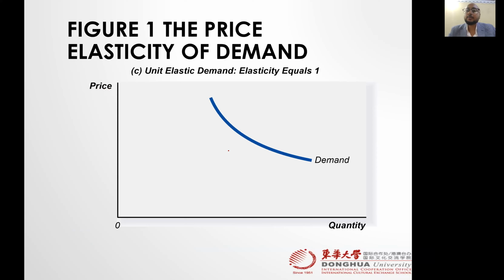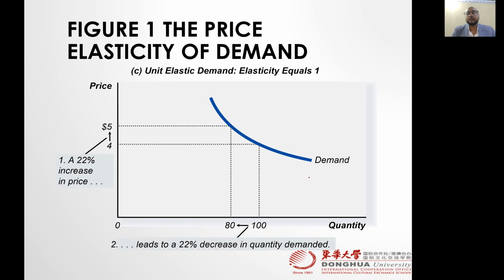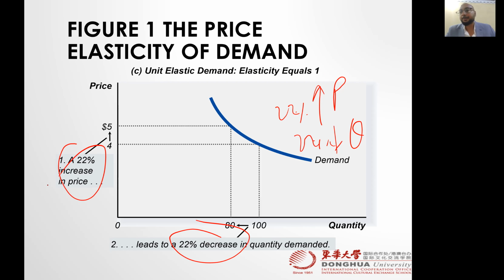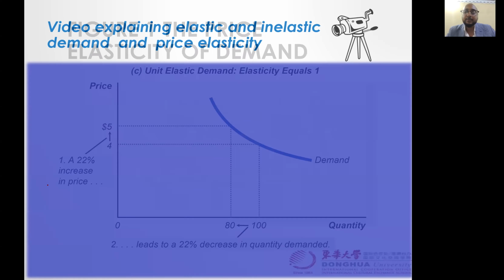The unit means perfectly like a straight line. So if you see here, a 22% increase in price causes a 22% decrease in quantity. Exactly the same. This rarely happens. It is not close to reality, because finding this is not ideal for everyone, and it's really not happening.